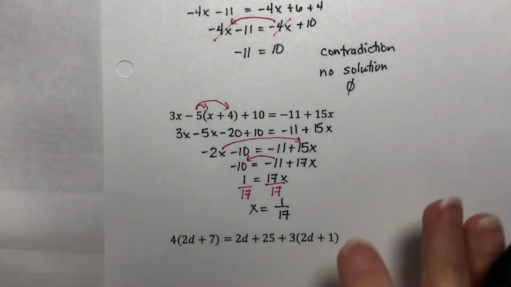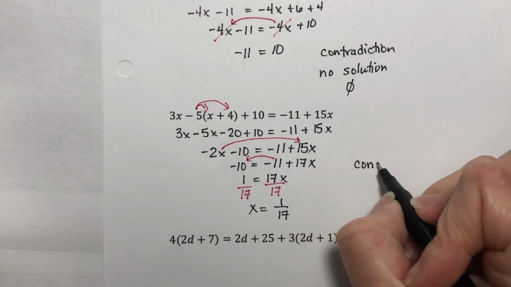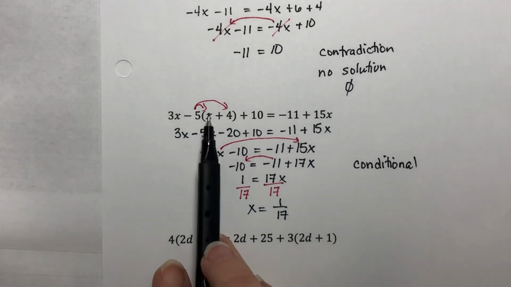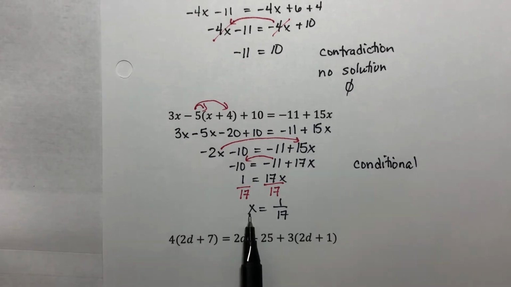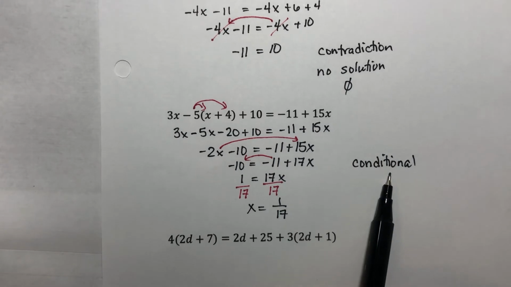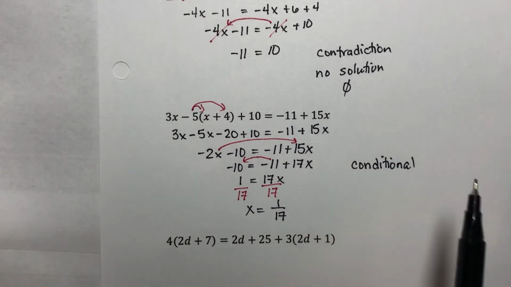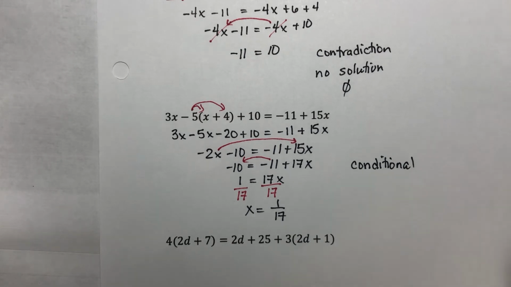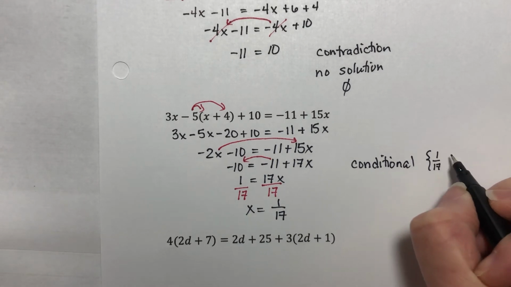This and every other problem we've worked besides this one has been a conditional. And what it's basically saying is this equals this, but only in certain circumstances, only when our x is equal to 1 over 17. It doesn't work any other time. So that's the conditional. In this section, they're going to ask you to identify contradiction, conditional, identity. And when it is conditional, they're going to ask that you give the condition. The condition is that our x has to equal 1 over 17.